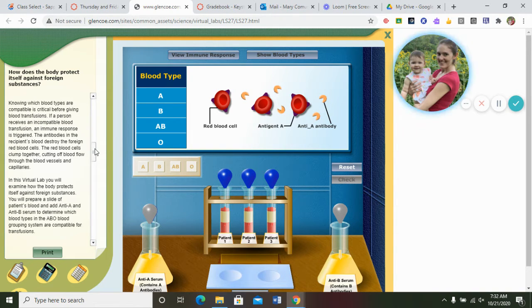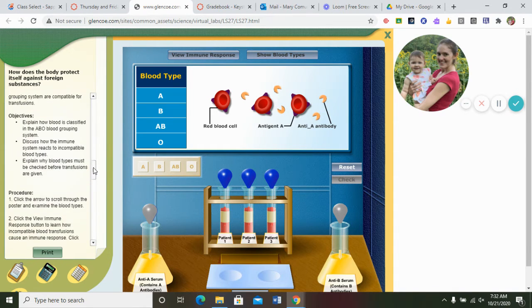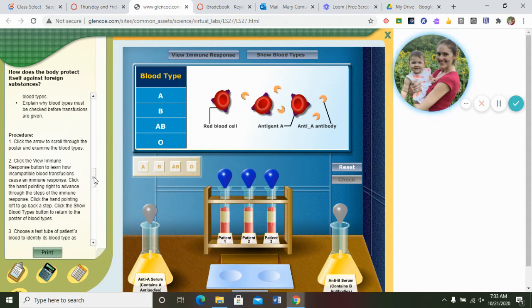In this virtual lab, you will examine how the body protects itself against foreign substances. You will prepare a slide of the patient's blood and add anti-A and anti-B serum to determine which blood types in the ABO grouping system are compatible for transfusions. The objective is to explain how blood is classified in the ABO grouping system, discuss how the immune system reacts to incompatible blood types, and explain why blood types must be checked before the transfusions are given. Click through the arrow and scroll through the poster to examine all the blood types.